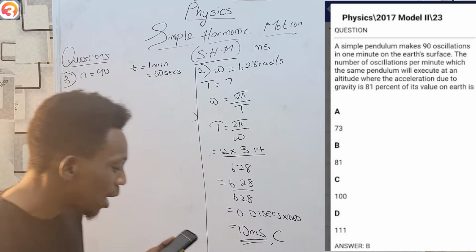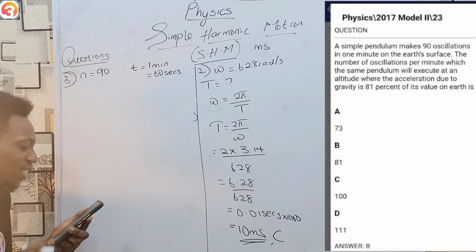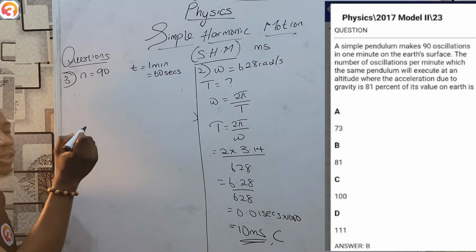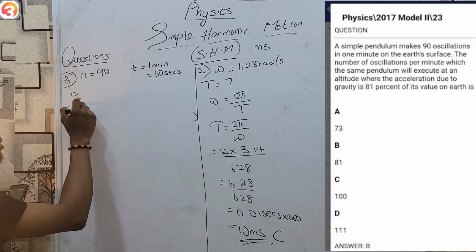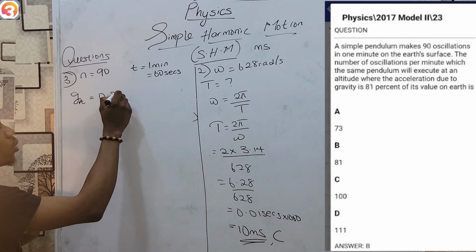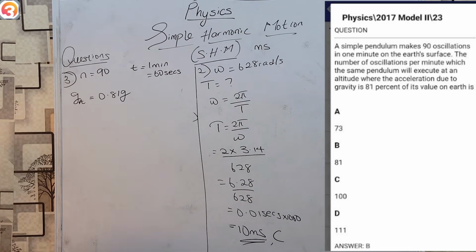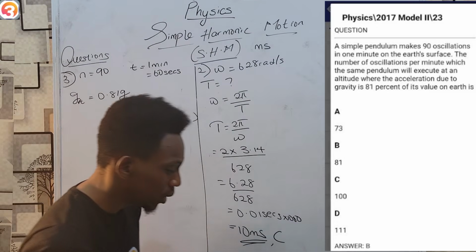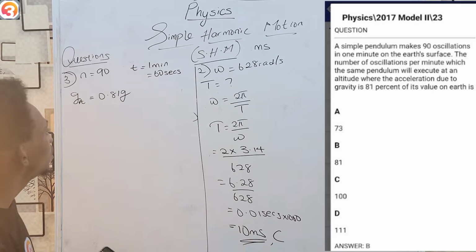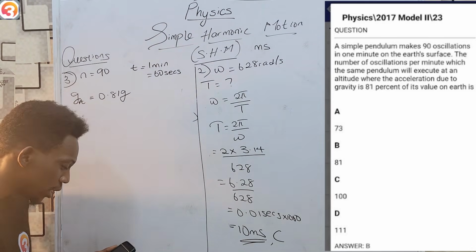Then the question goes, the number of oscillations per minute which the same pendulum will execute at an altitude where the acceleration due to gravity is 81% of its value on Earth. Now, I'm going to represent the end of this question by saying acceleration due to gravity at a certain altitude is 81%, that is 0.81 of the normal value on Earth, and write that as simply G. So that tells me one thing, that my pendulum is the same, but something is altering, and that is acceleration due to gravity.